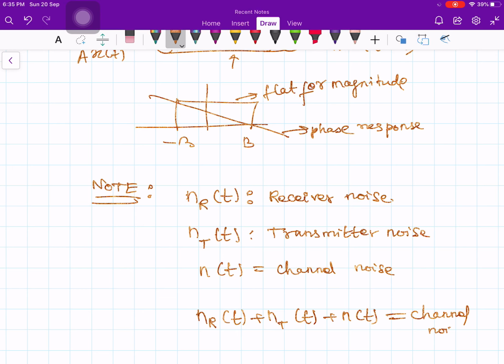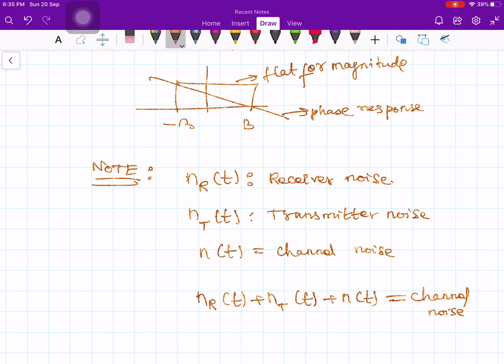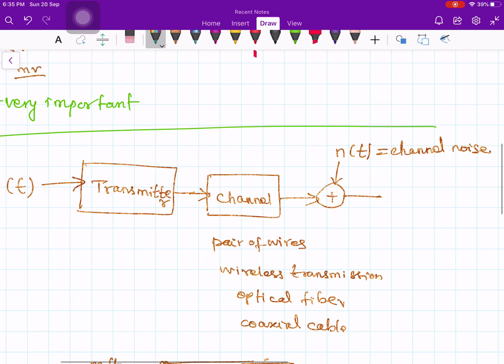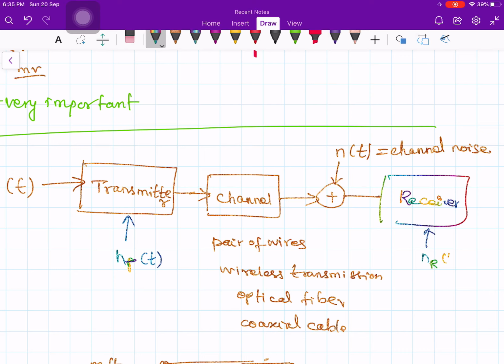What I mean is, even the noise is added in the transmitter block. See, the noise is added here, N suffix t of t, and afterwards you have the receiver. Here also the noise is getting added, N suffix R of t. Now this N suffix R of t and N suffix t of t and this N of t all are added together, and that will be represented by N of t again. Okay, don't get confused.